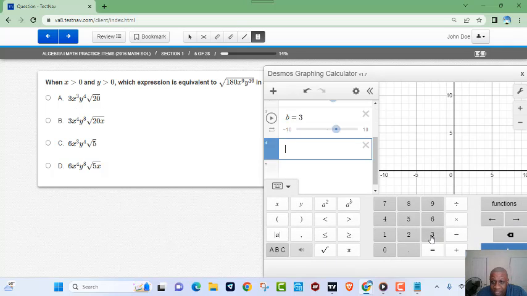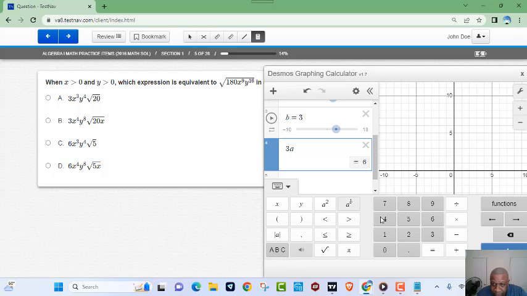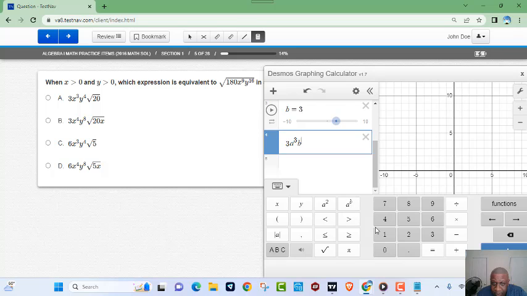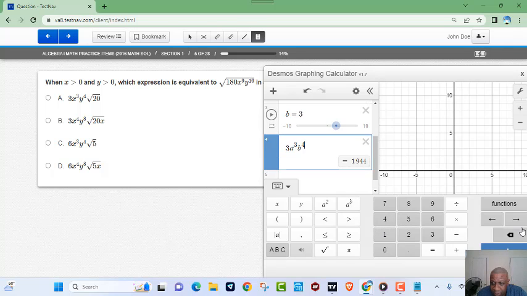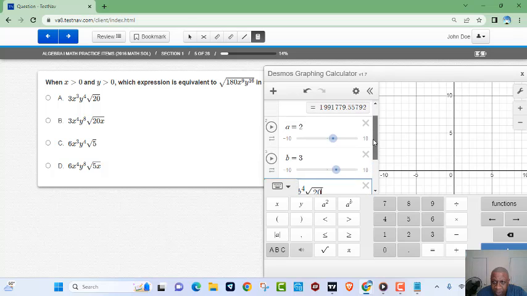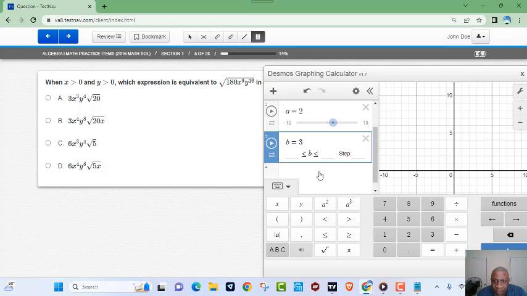So we have 3, but instead of an x, I'm going to put an a cubed, and then b to the 4th, and then square root of 20. So that's different. That one's not it. In the interest of saving time, I'm just going to go to the one that is it.